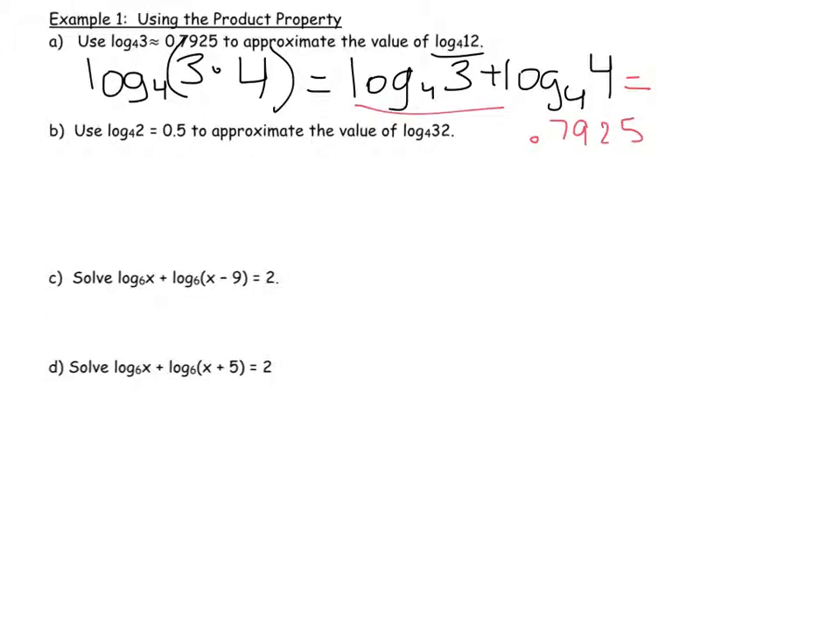That's this. Then, for log 4 of 4, just like with what we were doing at the beginning, we know that that's going to give us 1. So now we can add those two together to get our final answer of 1.7925.